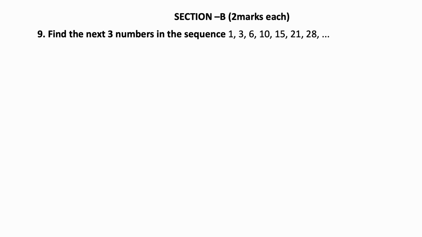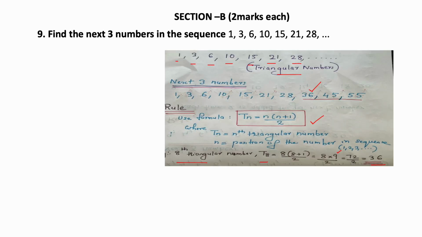Next, we have section B, 2 marks each. Find the next three numbers in the sequence 1, 3, 6, 10, 15, 21, 28. See, this sequence is a triangular number sequence. So, 1, 3, 6, 10, 15, 21, 28. This is a triangular number sequence.